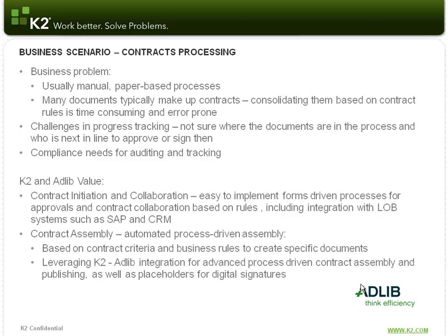With K2 and Adlib software, you can fully automate the assembly of your documents, and this assembly can be based on business rules and data, which K2 can pull from different line of business systems such as SAP and CRM. Additionally, these documents and their tasks can then be easily routed on for approval. All in all, K2 and Adlib together result in less paperwork, more efficiency, and a higher visibility into how your business is actually run.